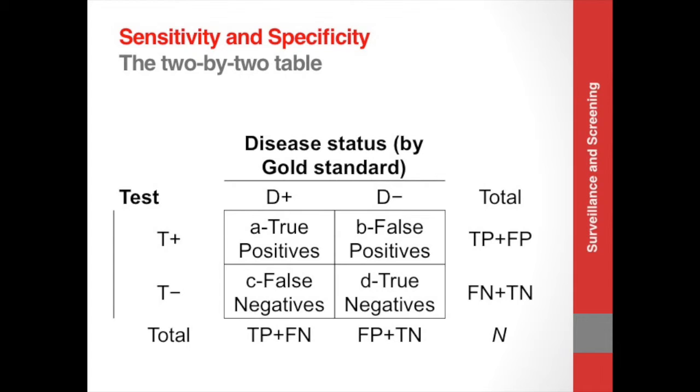These are false positives. In cell C, we enter information of those who have the disease according to the gold standard but have negative results with the test in question. The test has wrongly labeled a diseased person as normal, and these are false negatives. In cell D, we enter information of those who have no disease as defined by the gold standard and are also negative with the new test. These are true negatives. We will define these terms better in the second part of our lecture.